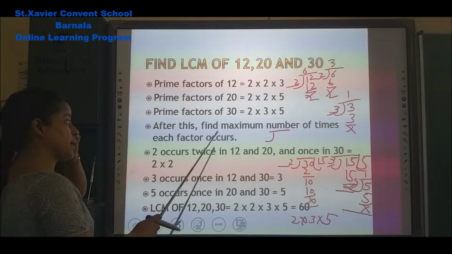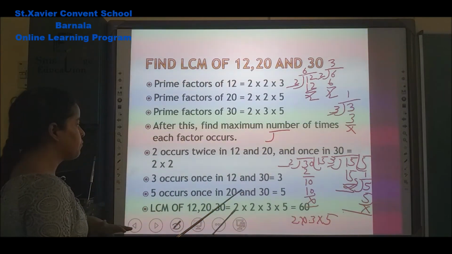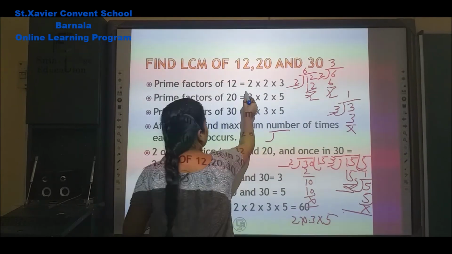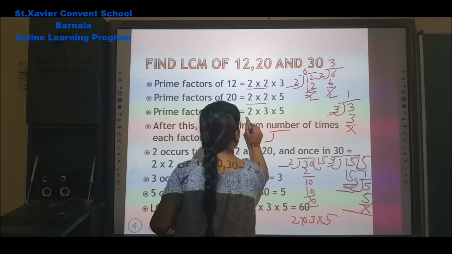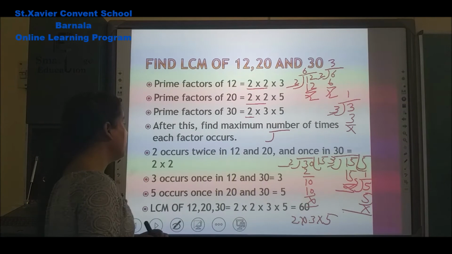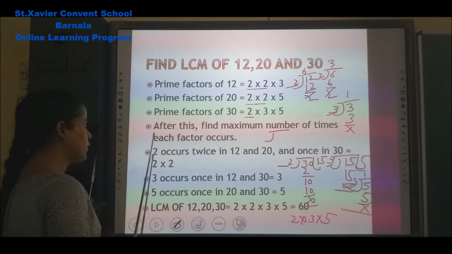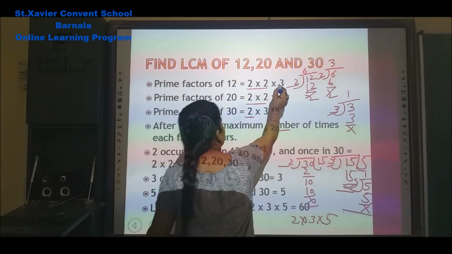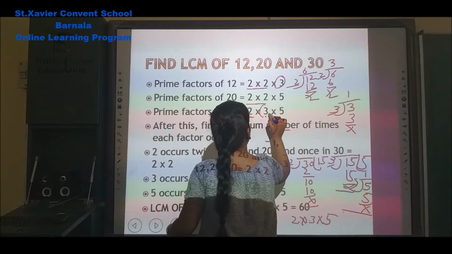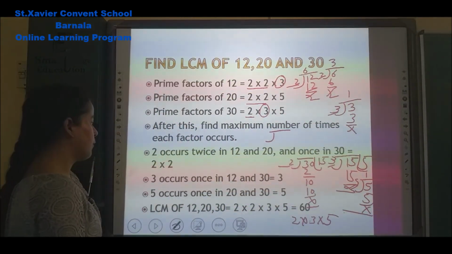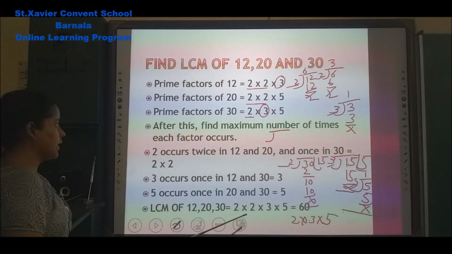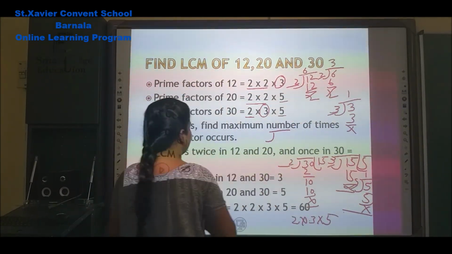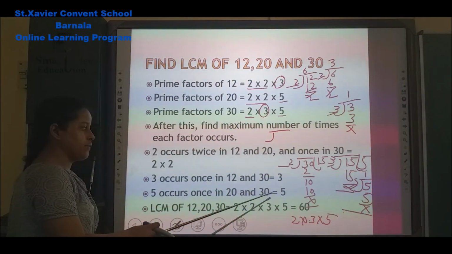After this we find the maximum number of times each factor occurs. Now in the 12 and 20, 2 occurs 2 times, and in the 30, 2 occurs only once. So 2 multiplied by 2. And next we find the 3 occurs once in 12 and once in 30. So it is written only once. After that 5 occurs once in 20 and once in 30. So it is also written only once.